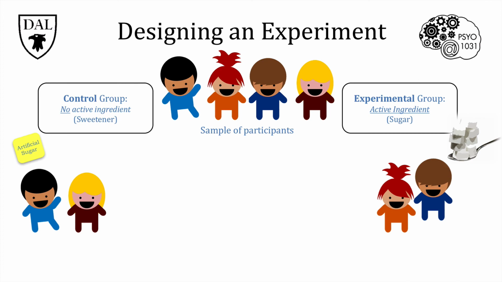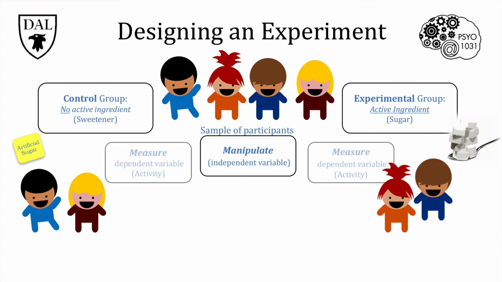At this point in our experimental design, we've just manipulated our independent variable. Remember, our dependent variable measures the possible effect of the independent variable. So in both of these groups, we're going to measure activity level, which will allow us to see whether or not the sugar is causing a change in those activity levels.